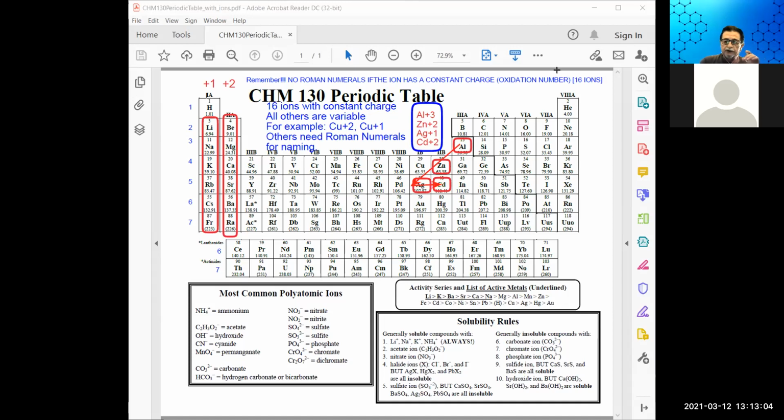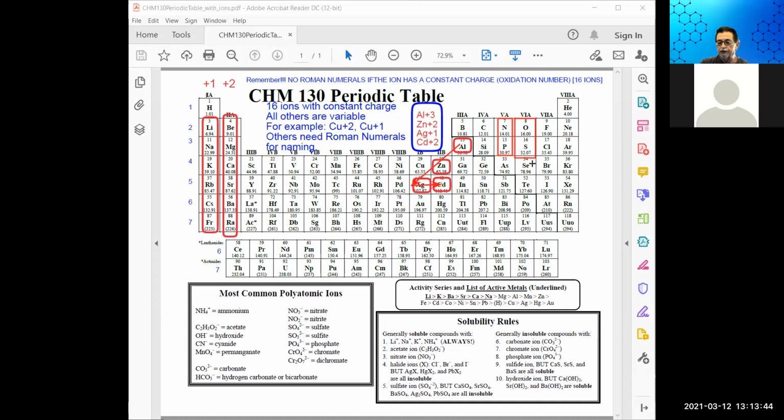Now, the anions, the single nonmetals that we deal with a lot in Chem 130, are nitrogen and phosphorus. They are nonmetals. They gain electrons. They're in group 5. They end up with a -3 charge. Not only that, the name changes when these become ions. So nitrogen's name becomes nitride. Phosphorus becomes phosphide.